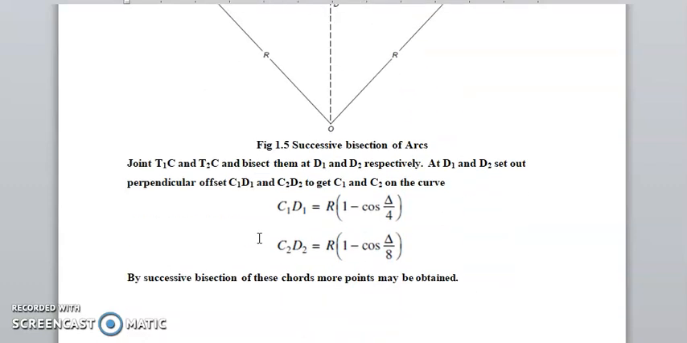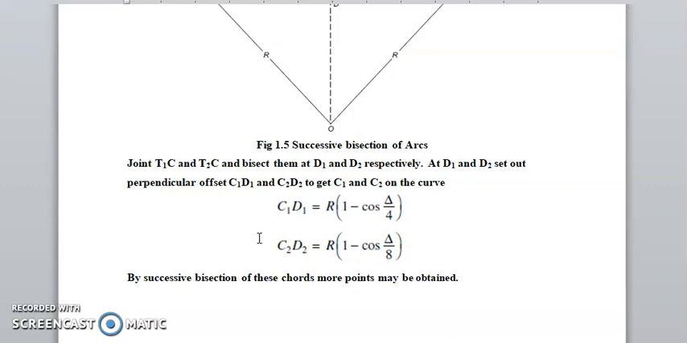C1D1 equal to R(1 minus cos delta by 4), C2D2 equal to R(1 minus cos delta by 8). By successive bisection of the chord more points may be obtained. These are the two formulas.